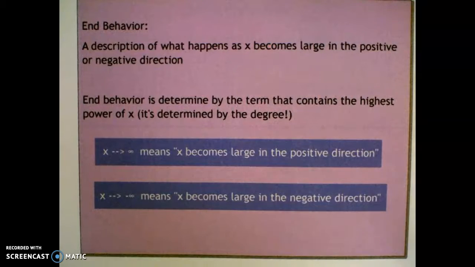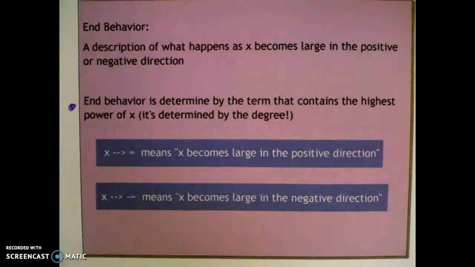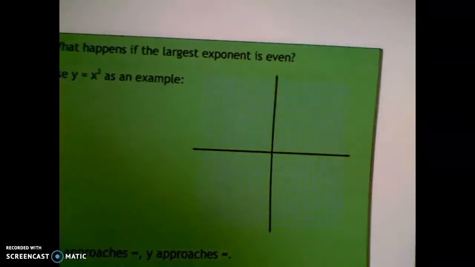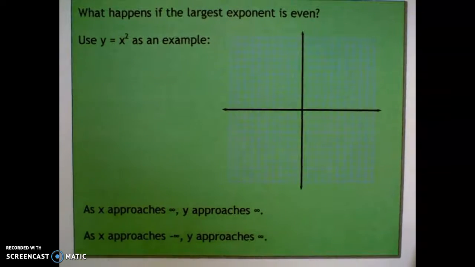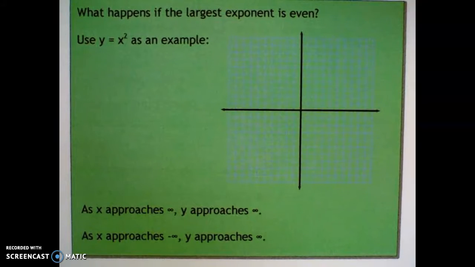But the really important part is right here. The end behavior is determined by the degree of the polynomial. And remember, the degree is the highest exponent when it's written in standard form. In order to be able to do this, we have to look at a few examples. Your degree can be even or odd, and to figure out what that looks like, we base it off of the two most basic polynomials.